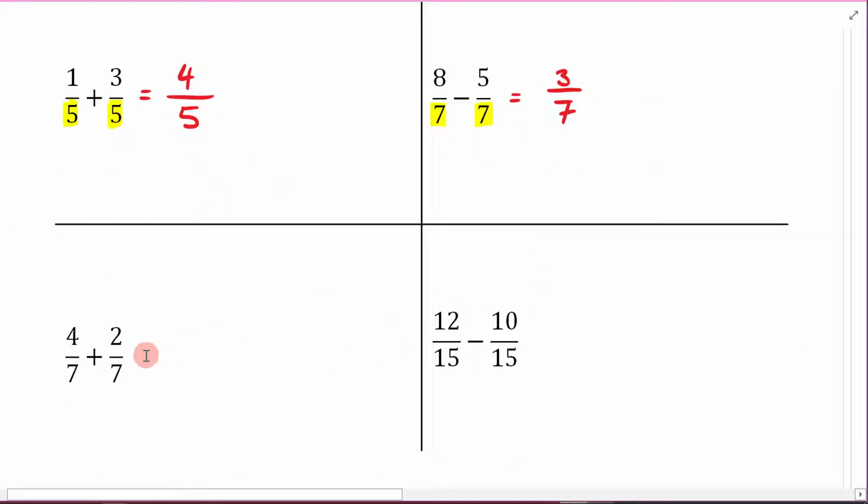You should now pause the video and see if you can answer these two for yourself. So for this one, what you should have gotten is 4 plus 2 is 6. And then keep the denominator the same, so 6 on 7. Over here, what you should have done is, well, I'm subtracting now. My denominators are the same, so I subtract the numerators. 12 minus 10 is 2, and then it will be 15 because I keep that one the same. So that is my answer, 2 on 15. Hopefully you're successful with those questions.